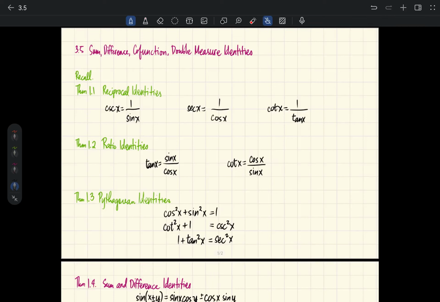Hey kids, for today we will discuss sum, difference, co-function, and double angle identities. So let's start with a quick recall. First one is your reciprocal identities.